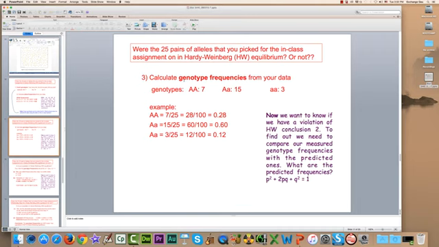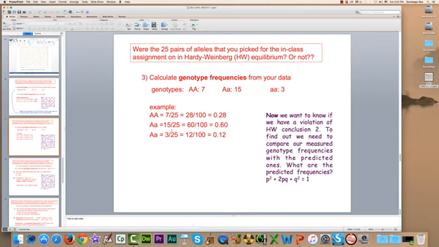Now, while we're here, let's calculate the genotype frequencies for the population. So far we've calculated allele frequencies. Now we want to know genotype frequencies. So what was the fraction of homozygous dominant, heterozygous, and homozygous recessive individuals in the population? How many individuals did we have total in the population? 25. How many are big A, big A? 7 divided by 25 equals, we could look at it like this, 28 out of 100, which equals 0.28.